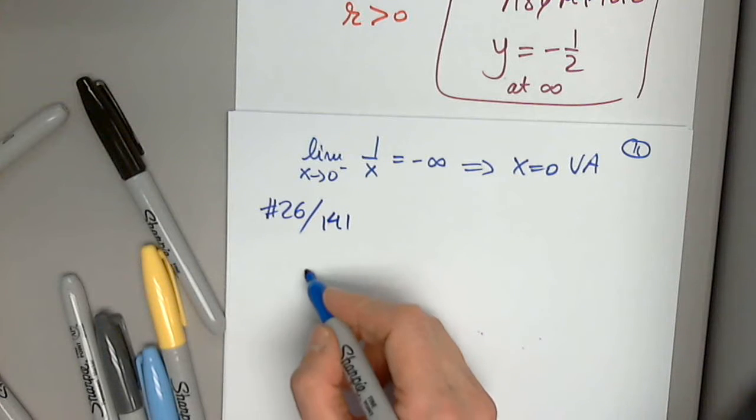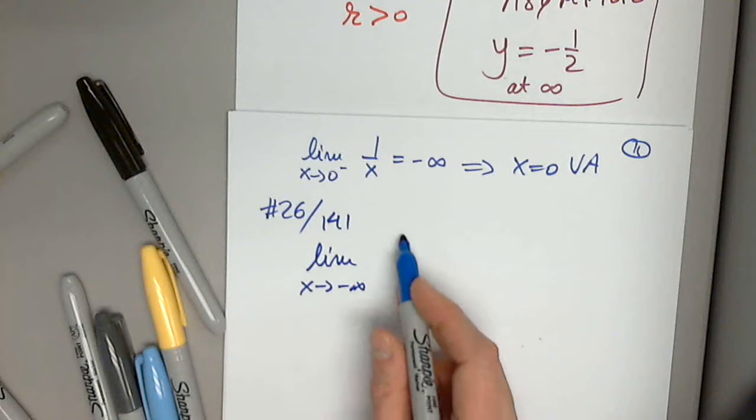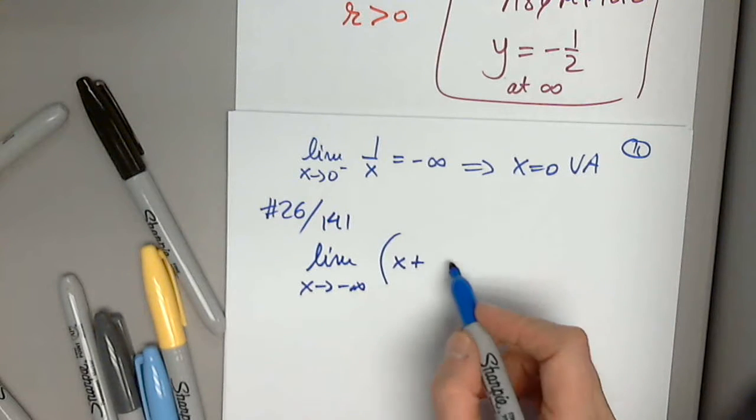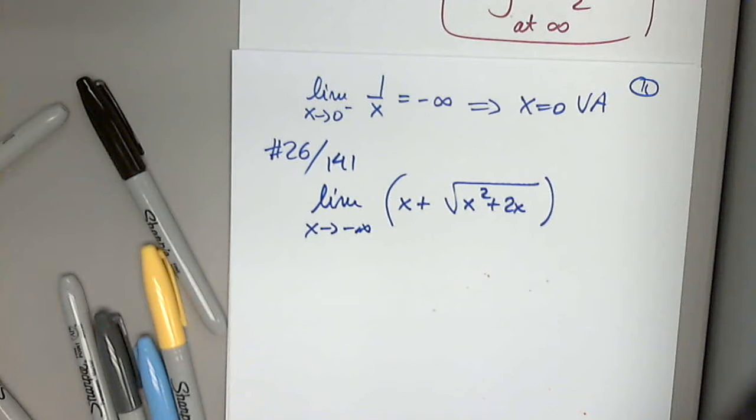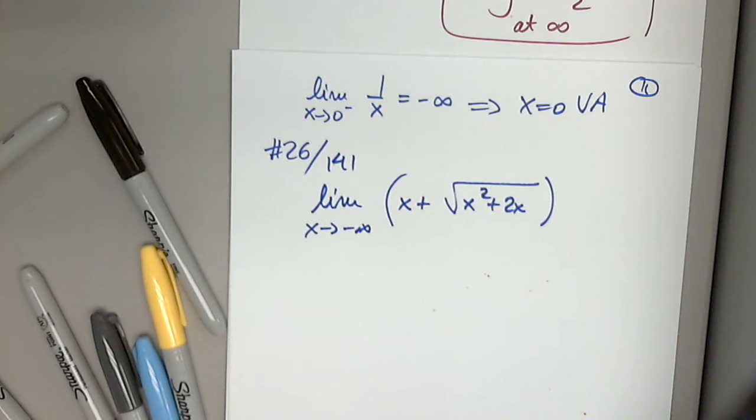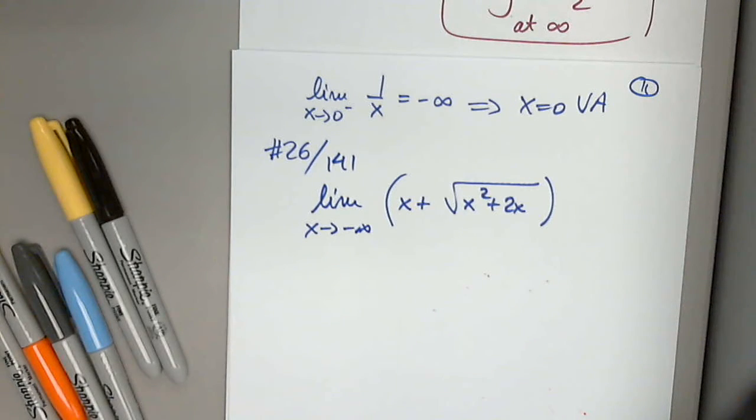The limit as x approaches negative infinity of x plus the square root of x squared plus 2x. And then I would like you to choose any problem you want. I need to show you these two specific ones. They're very different. And then we can work on other problems.